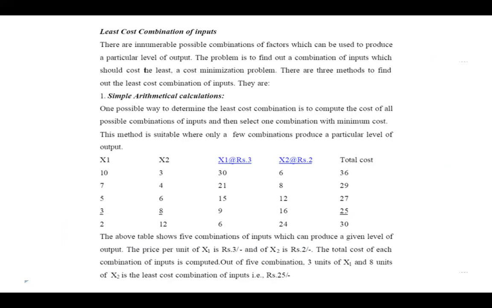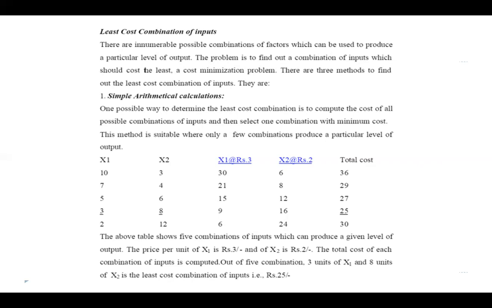There are innumerable possible combinations of factors or inputs which can be used to produce a particular level of output. The problem is to find out the combination of inputs which should cost the least or minimum. So that is the main problem. There are three methods to find out the least cost combination of inputs.